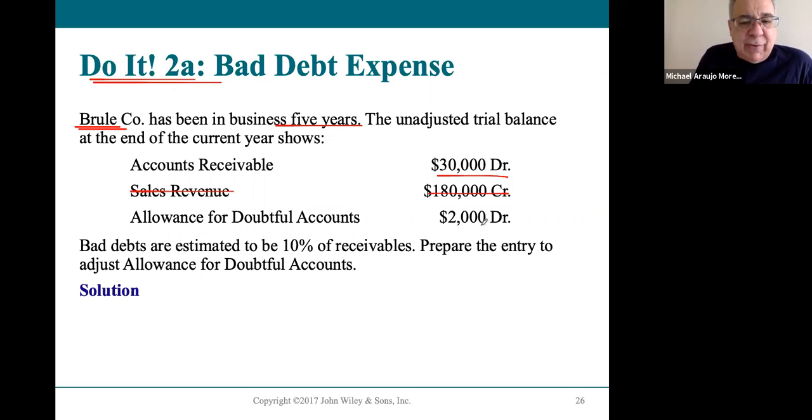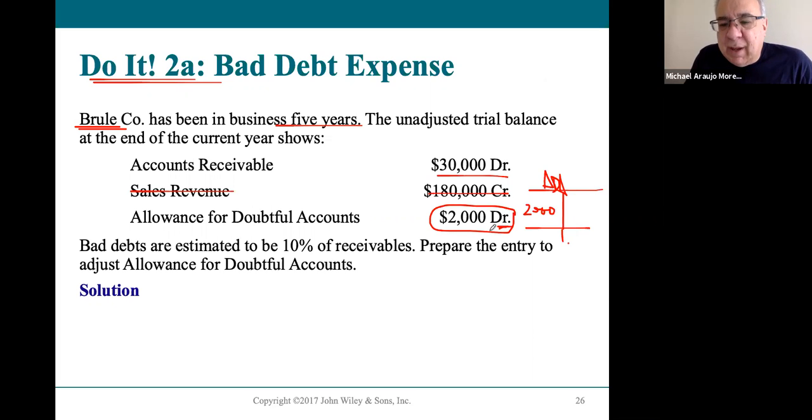The allowance for doubtful accounts, look, has a debit balance. Uh-oh. That means if you looked in the allowance account, the allowance for doubtful accounts, their $2,000 balance is here on the debit side. We need to have it on the credit side. Okay, but Darth Vader would be happy. Go to the debit side.